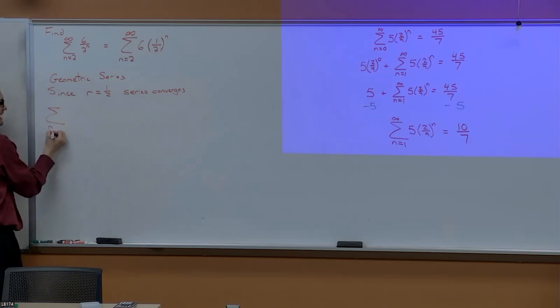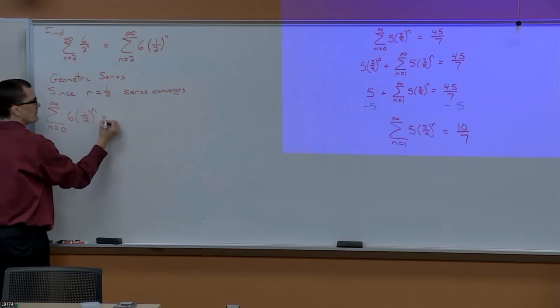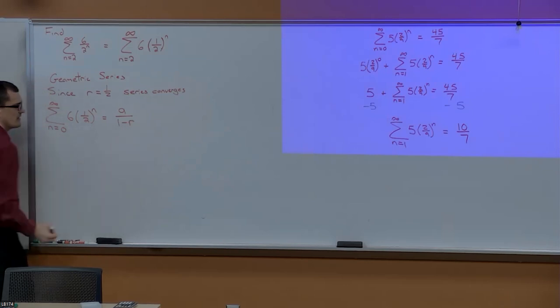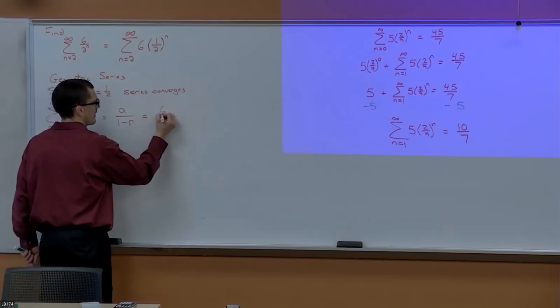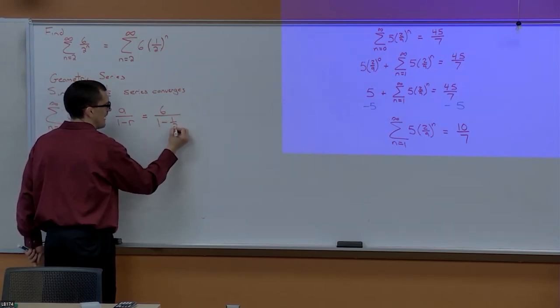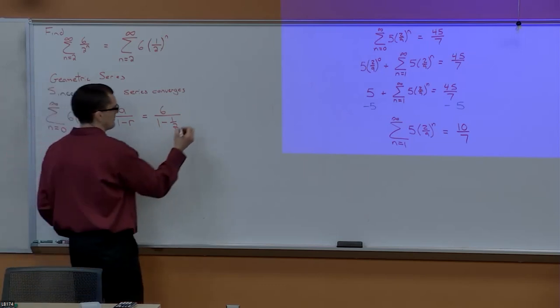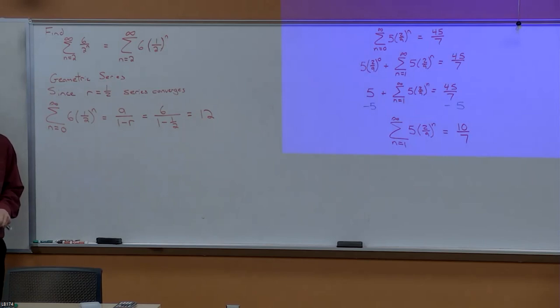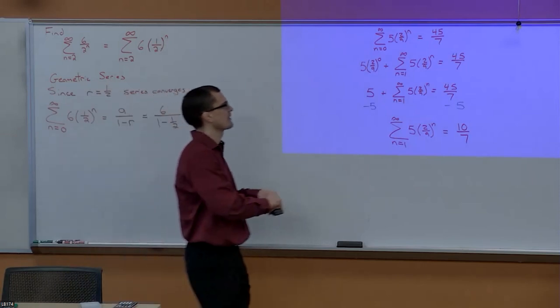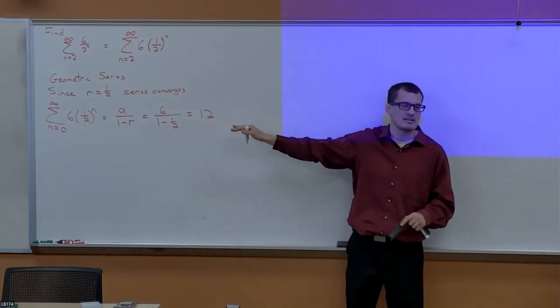And more specifically, if I started my count at 0, this series would converge to A over 1 minus R. A being the coefficient out front, which is 6, and R being, once again, 1/2. If I do that calculation, 6 divided by 1 minus a half, I get 12. All right. By the way, that part right there was 6A.